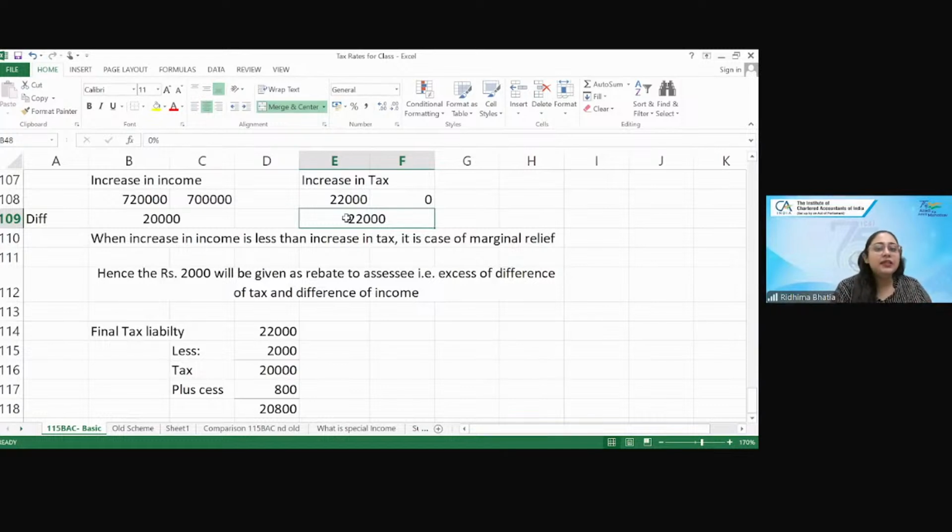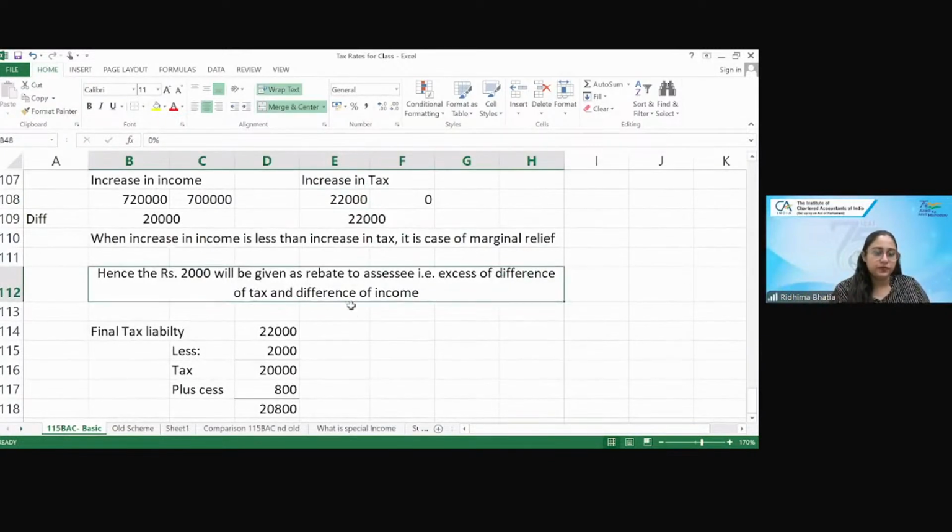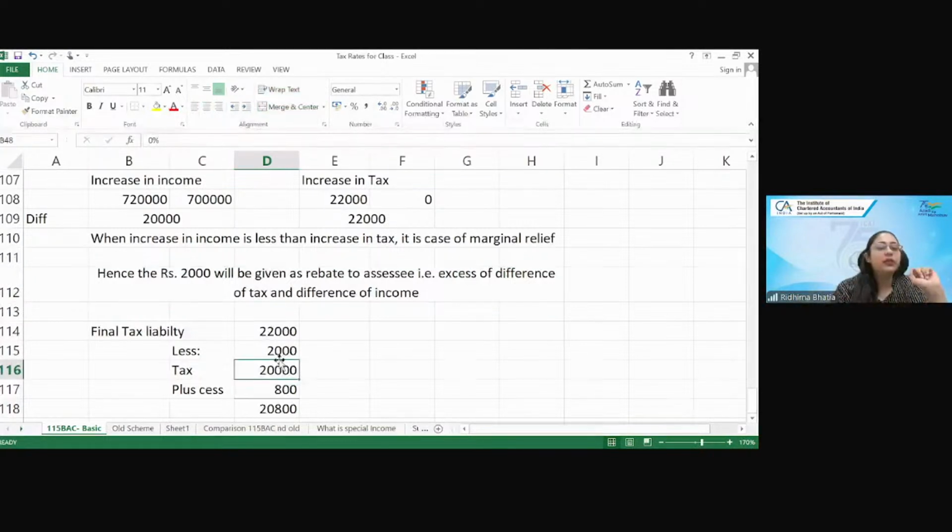Tax कितने से बढ़ा? 0 to, if the increase in tax is more than the increase in income, it's a concept of relief. Had this increase in tax been only 19,000 or 18,000, then there would have been no concept of relief. So had my increase in tax been less than the increase in income, no concept of this particular relief or rebate relief.